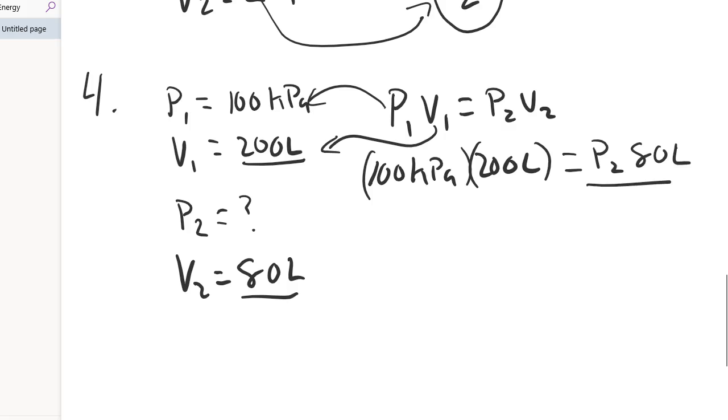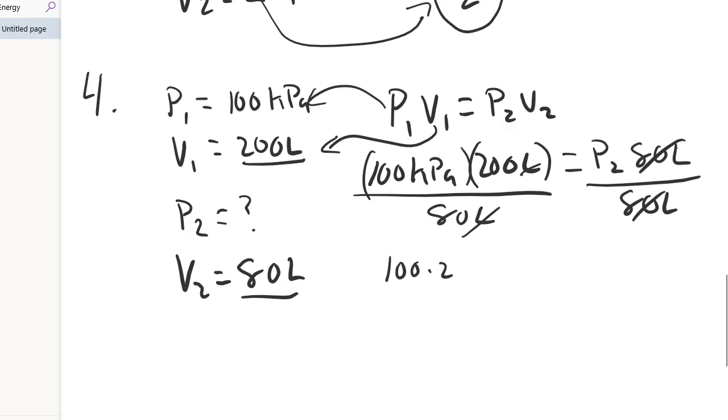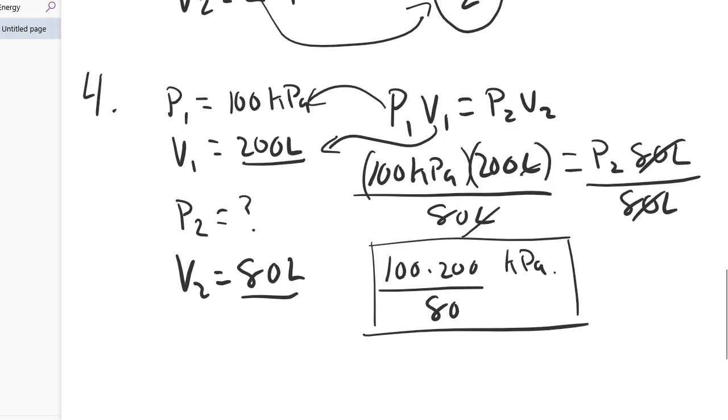So then we do a little bit of algebra. We divide on this side by 80 liters, and we're going to divide by 80 liters here. And so the liters would cancel out. You would actually have 100 times 200 divided by 80, and the units would be kilopascals. And you can just run that in your calculator and get the answer. You see how these problems are fairly easy, just a little bit of algebra to solve for them.